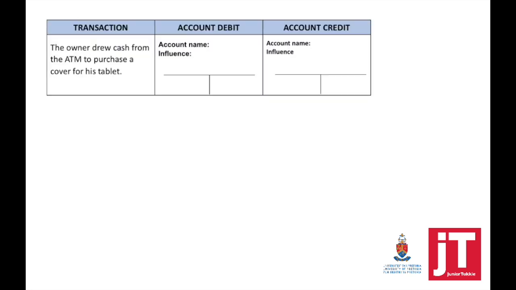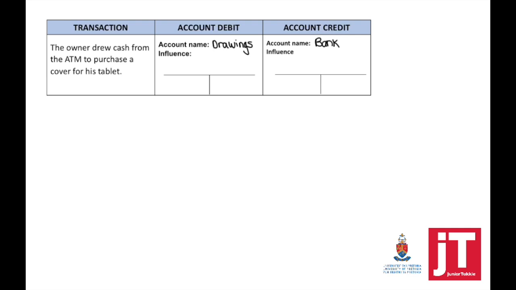The owner drew cash from the ATM to purchase a cover for his tablet. So when the owner drew cash, and this is for his tablet, it means that money was taken from the business. Bank is involved. Why was money taken from the business? This is a personal expense and will be shown as drawings. So when the business makes a payment, bank is always credited, the rest is debited. You're going to hear me say this many, many times.